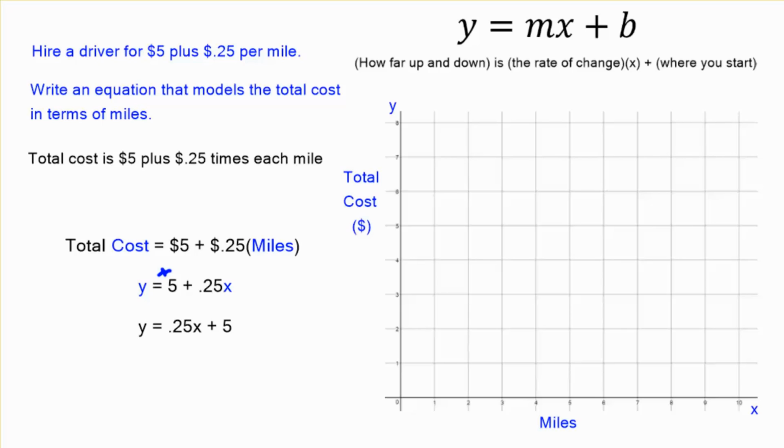Now, let's see if we can use that to graph it. Slope-intercept form is the best way to graph it. You start at the 5. If x is 0, if you first are starting your trip, you haven't gone anywhere, you still owe them $5, and it goes up 25 cents for each mile. Up 25 cents, up 25 cents. Constant rate of change. There's our slope, there's our line, right there.